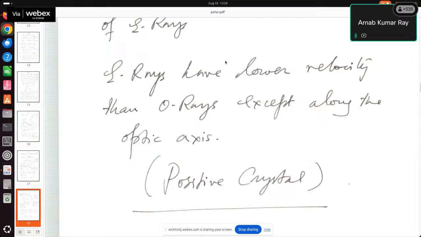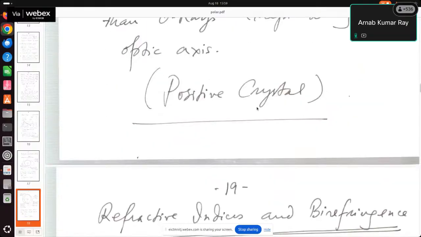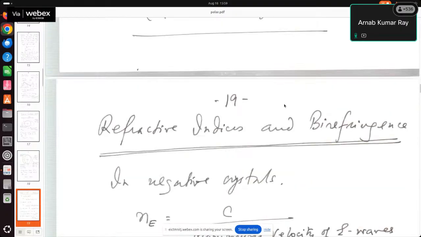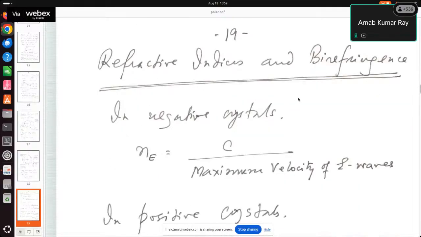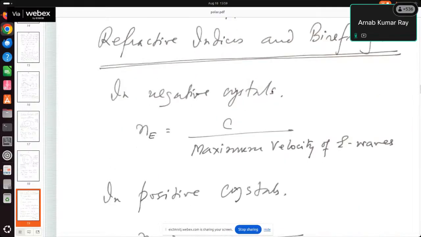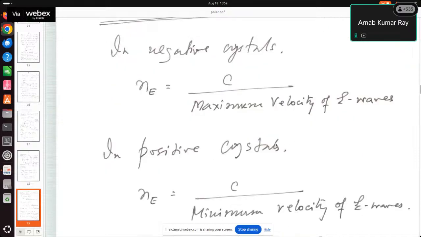So let us now try to understand the concept of positivity and negativity. Let us see refractive indices and birefringence. In negative crystals, the definition is that for extraordinary rays, the refractive index is c, which is the speed of light in vacuum, divided by the maximum velocity of E waves. And in positive crystals, it is c divided by the minimum velocity of E waves.